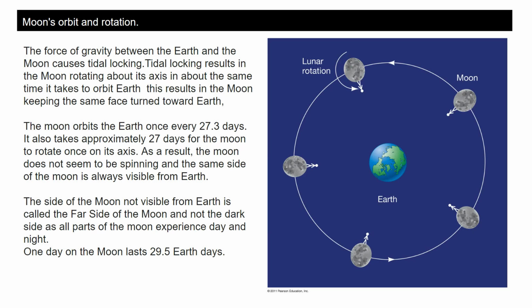Okay, looking now at the Moon's orbit. The Moon orbits the Earth in 27 days and also rotates on its own axis in 27 days. This results in the same side of the Moon always being visible. This effect is caused by the force of gravity between the Earth and the Moon and is sometimes called tidal locking.